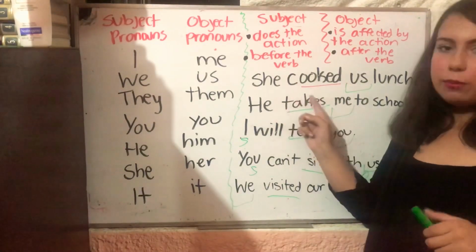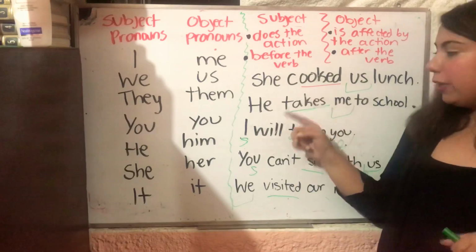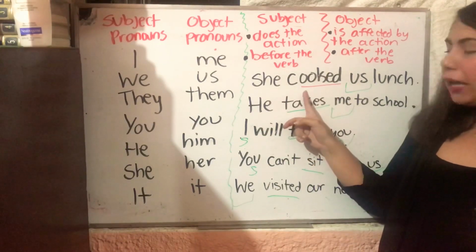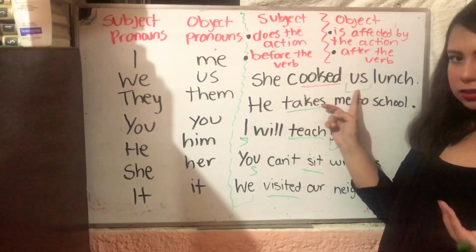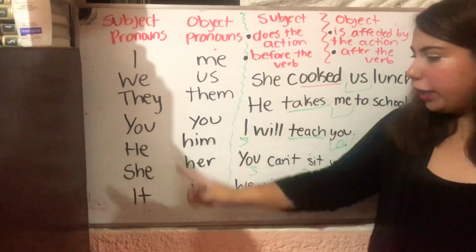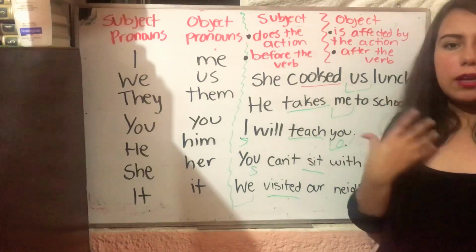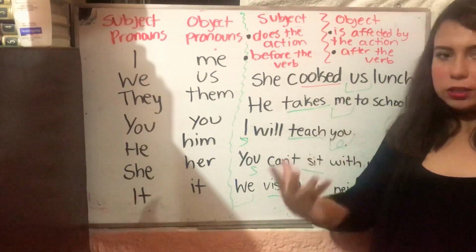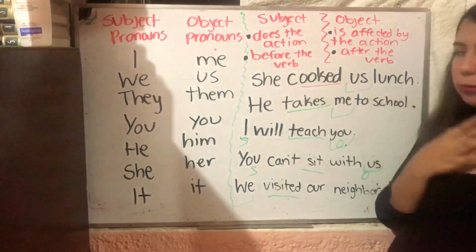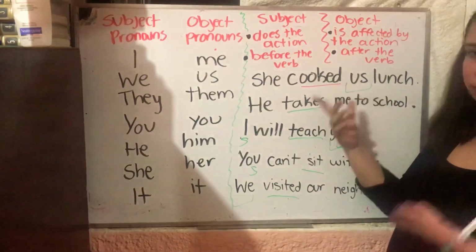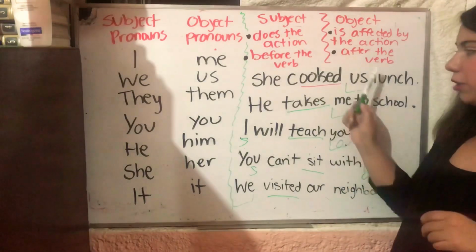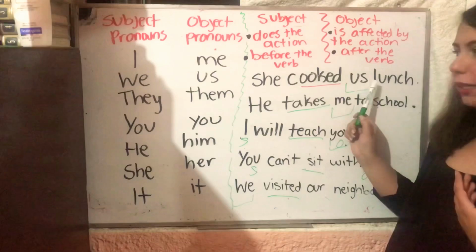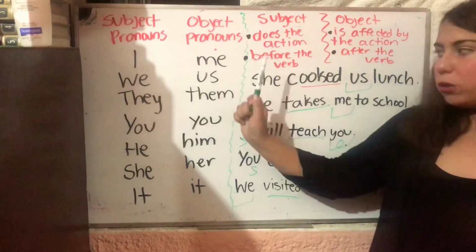Por ejemplo, aquí tengo el verbo cooked, cocinó. ¿Quién cocinó? She. Por lo tanto, viene antes del verbo. ¿Para quién cocinó? Para us, para nosotros. Pero no digo we, sino us, porque nosotros estamos recibiendo, estamos siendo afectados. Nosotros no hicimos la acción de cocinar. Estamos siendo afectados o estamos recibiendo lo que fue cocinado, ¿ok? Entonces, nosotros somos el objeto de la oración. Somos quien recibimos, entonces en vez de usar we, voy a usar us.